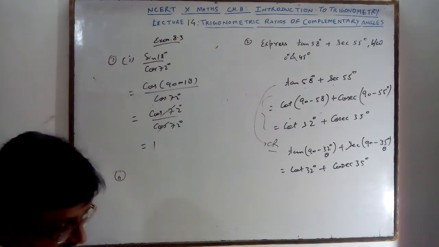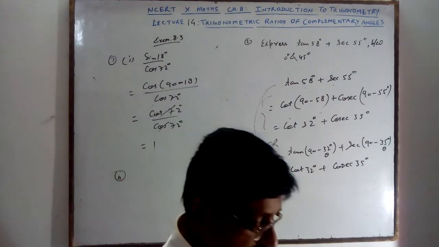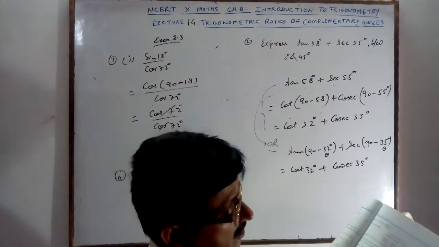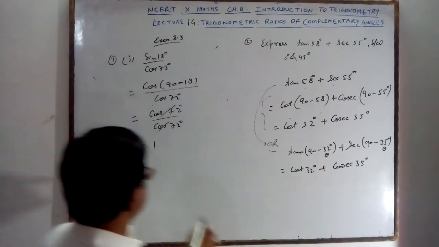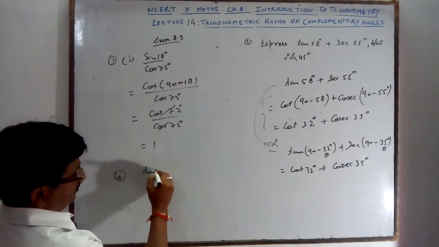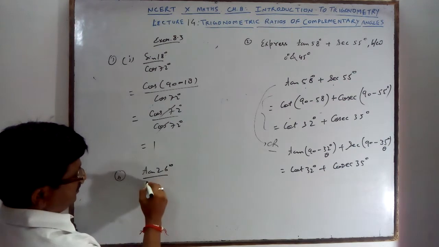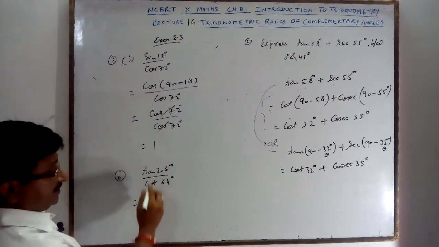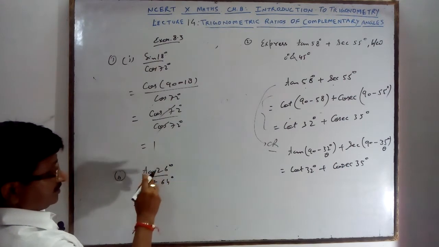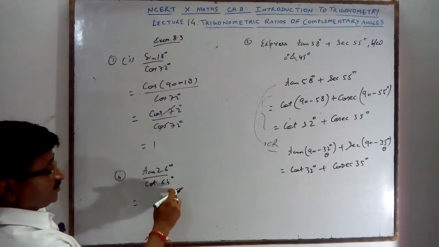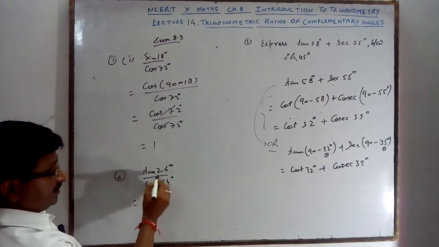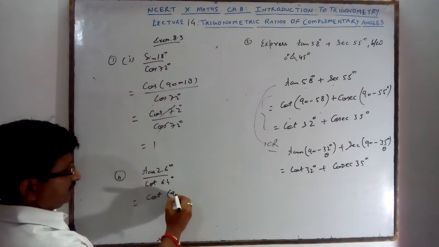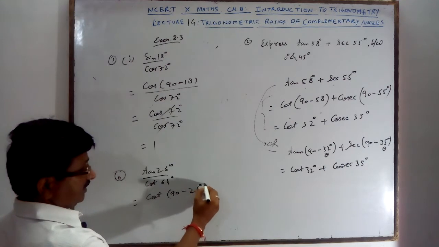Second part of this. Example 8.3, first question. Tan 26 degree upon cot 64. Again the sum of both is 90. 6 plus 4, 10. 6 plus 2, 8 and 1, 9. So anyone you change, tan will be cot if it is subtracted from 90.